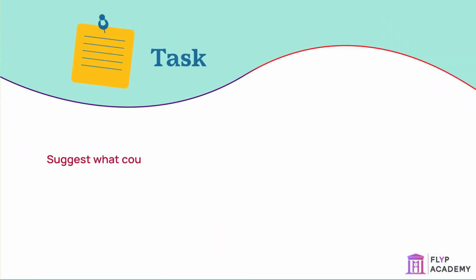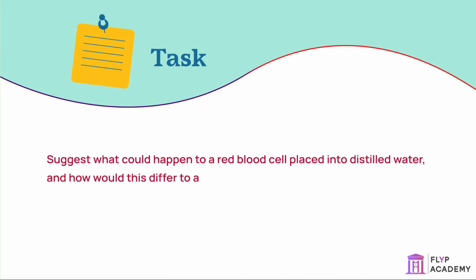Task: suggest what could happen to a red blood cell placed into distilled water, and how would this differ to a plant cell?